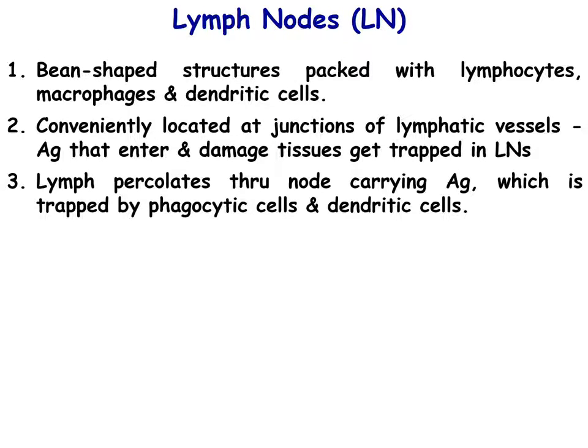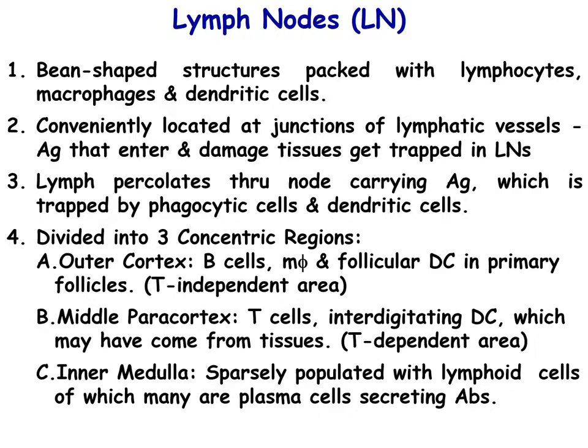So the lymph is percolating and carrying the antigen. It's trapped by the phagocytic cells and the dendritic cells. And then, of course, things can get presented to T cells and activate B cells. So the lymph nodes are actually divided into three regions. The outer region, the outer cortex, is T independent, so it's going to have lots of B cells and macrophages and what they call follicles where dendritic cells are, and this is where they're going to activate B cells to make plasma cells and secrete antibody.